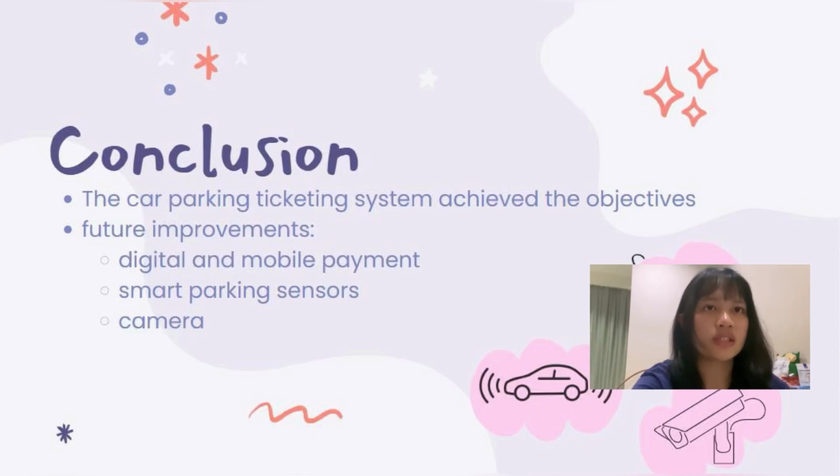To decrease congestion, we can also use smart parking sensors or cameras to monitor and report real-time parking space availability. Drivers can gain access to this information via smartphones, apps, or digital displays, allowing them to make informed judgments and rapidly locate available parking spots.